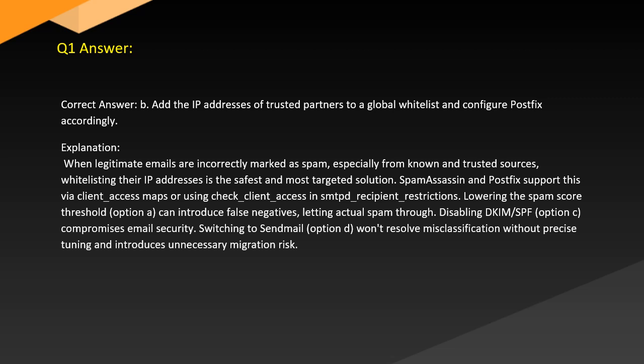Lowering the spam score threshold, option A, can introduce false negatives, letting actual spam through. Disabling DKIM and SPF, option C, compromises email security. Switching to Sendmail, option D, won't resolve misclassification without precise tuning and introduces unnecessary migration risk.